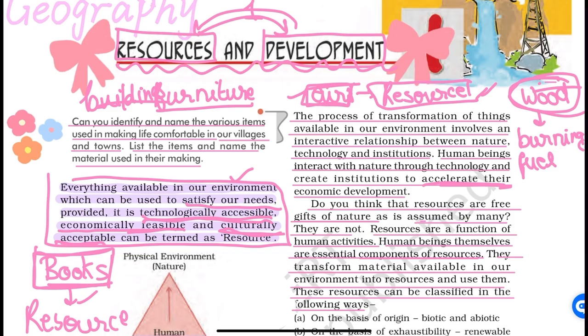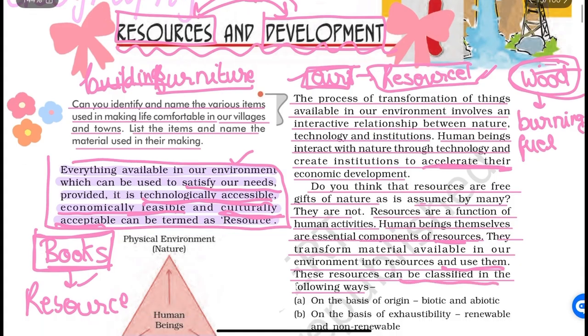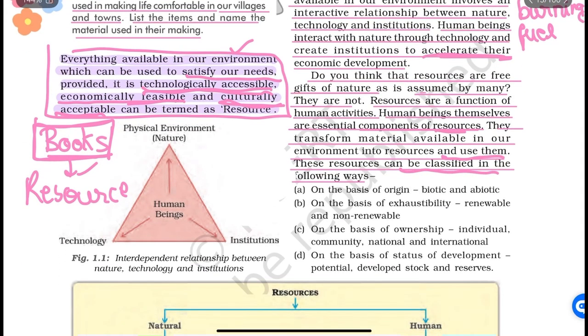So human beings are an essential component of resources. They transform materials available in our environment into resources and use them. These resources can be classified in the following ways. They are classified on the basis of many aspects. Firstly, they are classified on the basis of origin: biotic and abiotic. Biotic are living and abiotic are non-living resources.